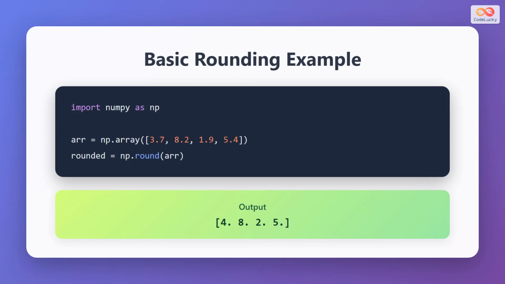Let's look at a basic example. We start by importing NumPy as np, then we create an array containing the values 3.7, 8.2, 1.9, and 5.4. When we call np.round on this array without specifying the decimals parameter, it rounds each element to the nearest integer. The result is a new array containing 4, 8, 2, and 5 as floating point numbers.